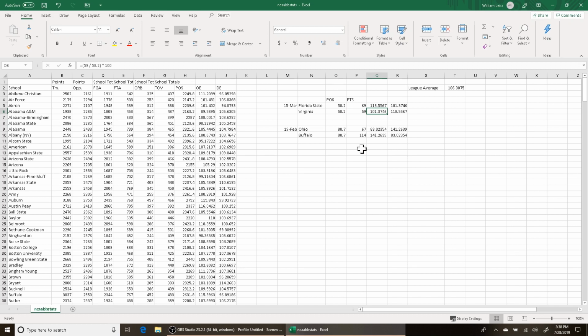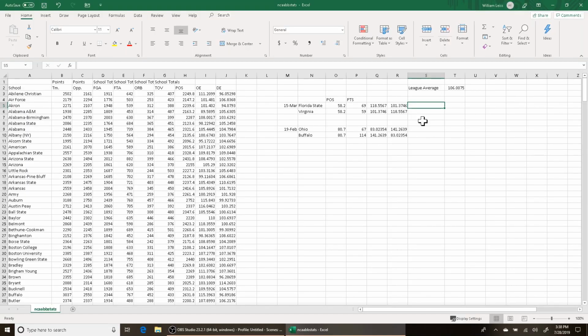Buffalo and Ohio. Ohio scored 67 points on 80.7 possessions for an offensive efficiency of 83.02. Buffalo's was 141 because they scored 114 on 80.7. If these teams were going to play again in the same exact situation, what could we expect? That's what we're trying to answer with expectation. It's really not that hard to calculate on a base level.